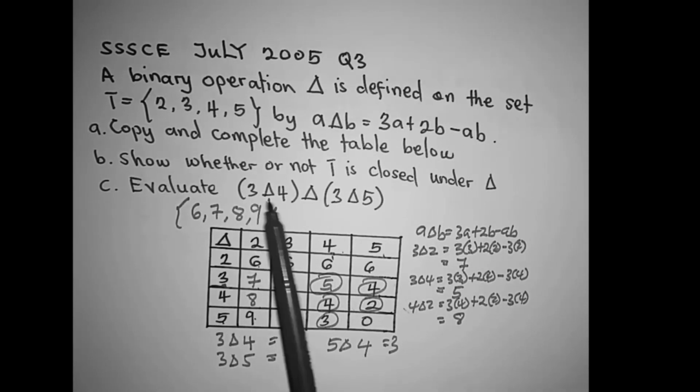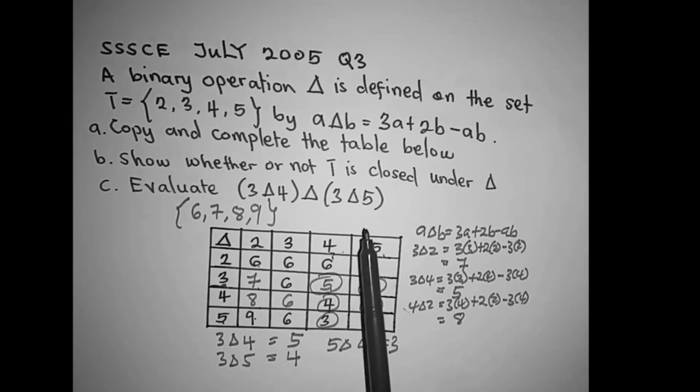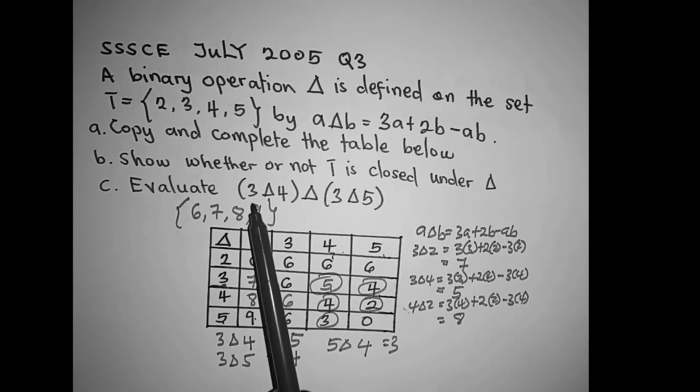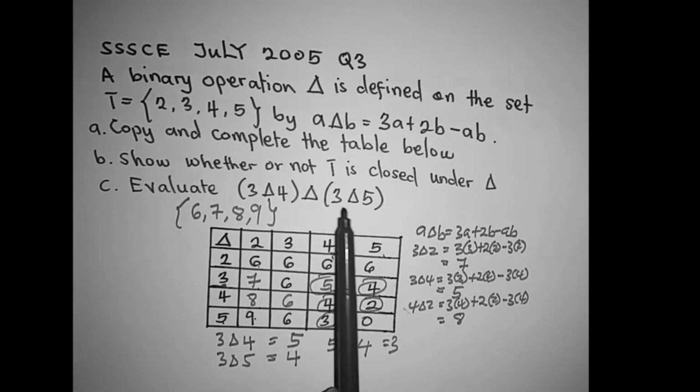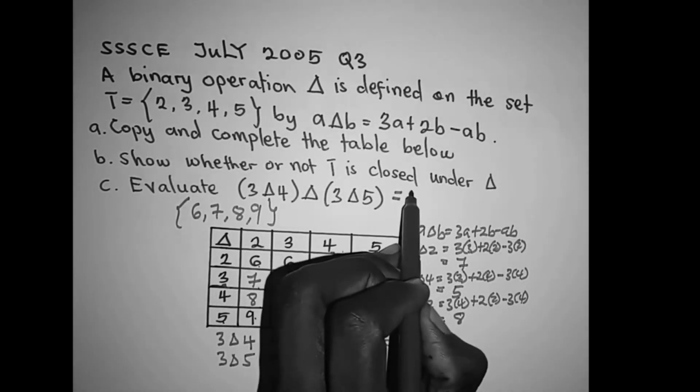So 3 operation 4 is 5, and then 3 operation 5 is 4. So the next step is to find 5 operation 4. So 5 operation 4 is 3. So therefore 3 operation 4, operation 3, operation 5 equals 3. So this is equal to 3.